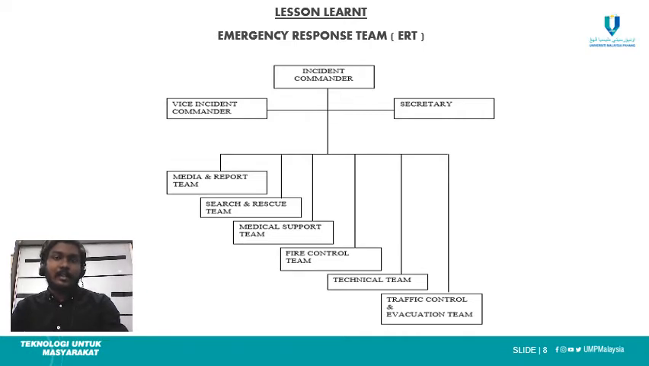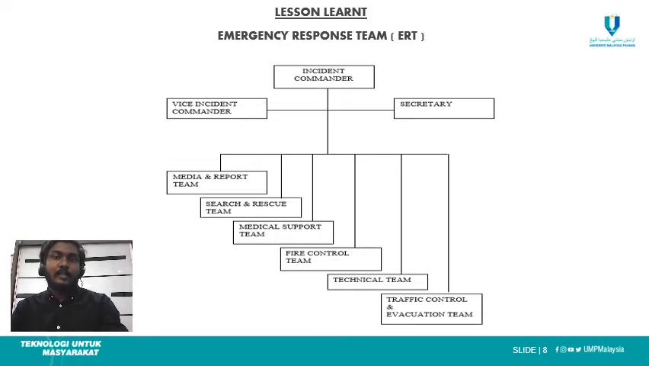A secretary at the secondary level is to do the paperwork like reports and also to manage and make calls for arrangements. At the tertiary level, there is the media and report team, who collects media and data of the incident and also manages the communication platform for the team. The search and rescue team will find if there is any missing person in the incident, to be submitted to the medical support team, who provide on-field medical aid and are responsible for handing over the victims to the nearest hospitals.